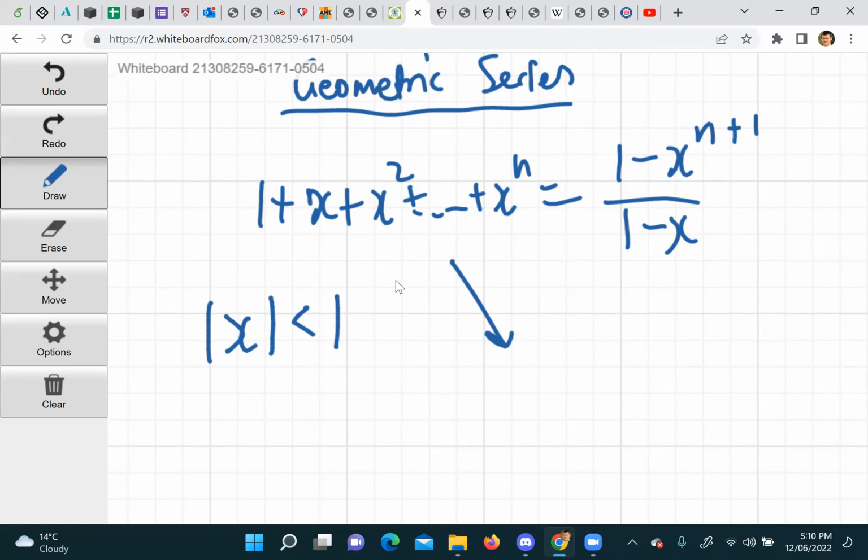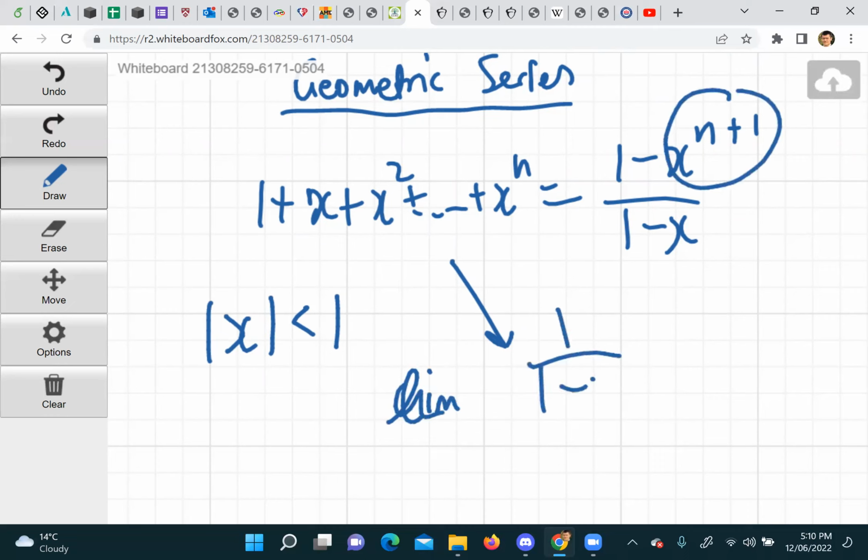If x is less than 1, then x to the n goes to 0, so the sum goes to 1 on 1 minus x.